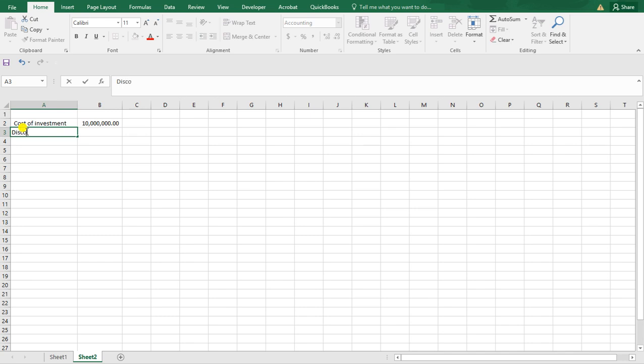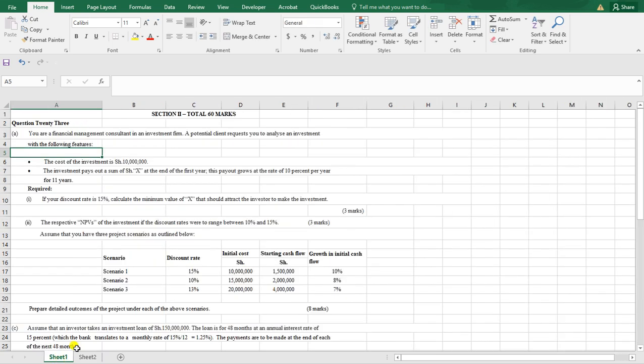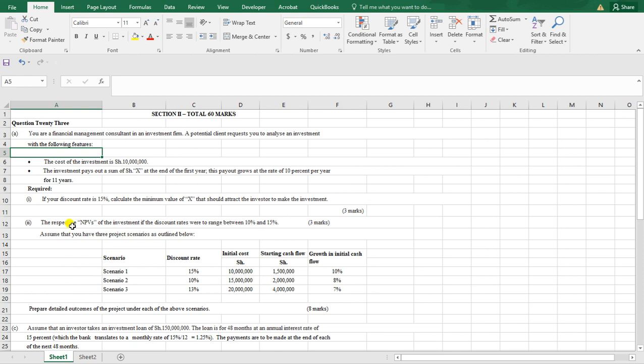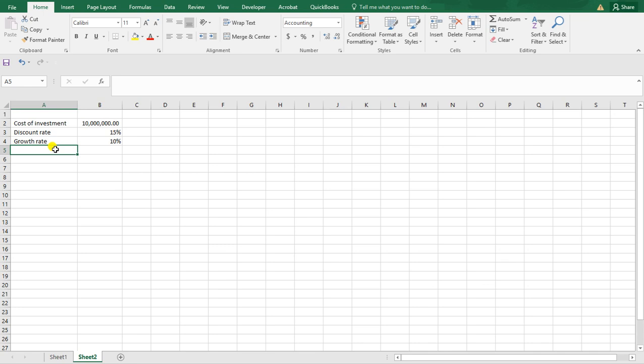The discount rate. Discount rate, our good examiner had given us what? 15%. Growth rate. Growth rate here, we're given 10%, right? Then we are given that the 10% was growing for 11 years. Then what about our minimum value that we should be having in year 1? Minimum value in year 1, which ideally now is X that we don't have, right?